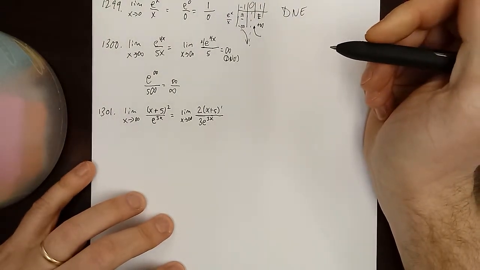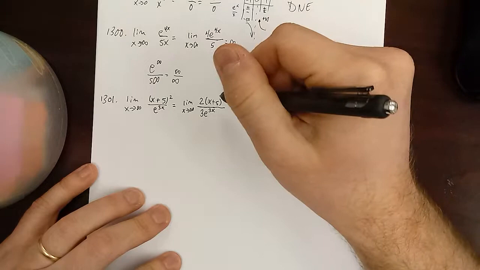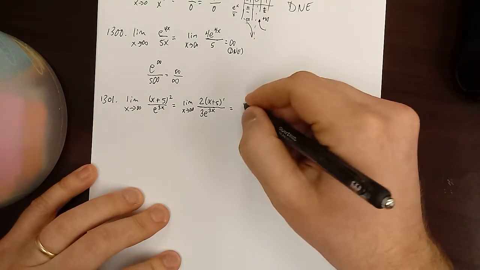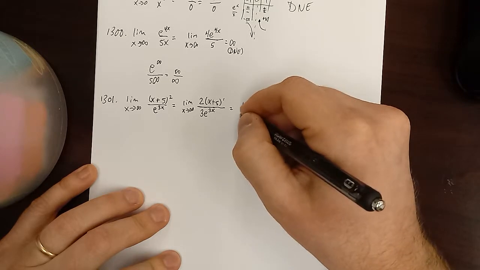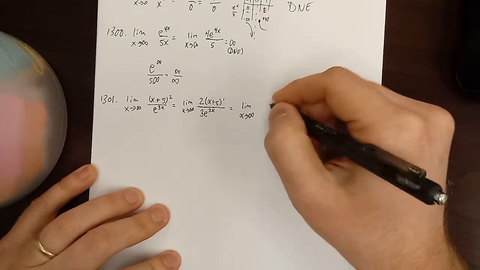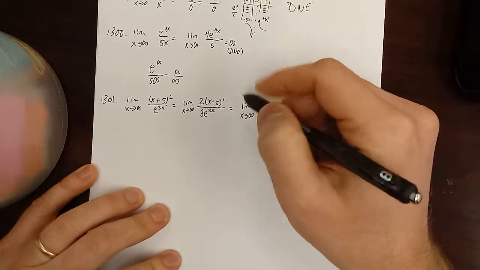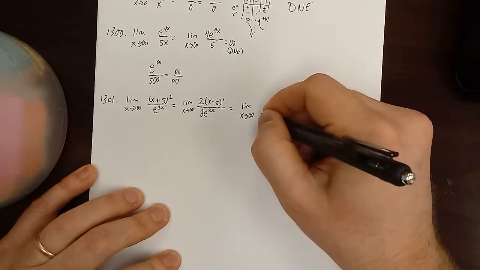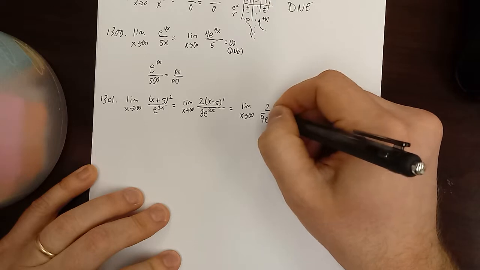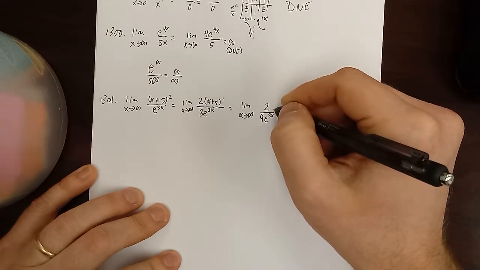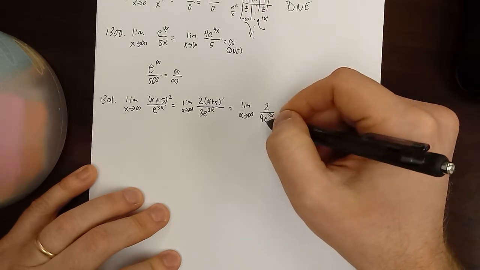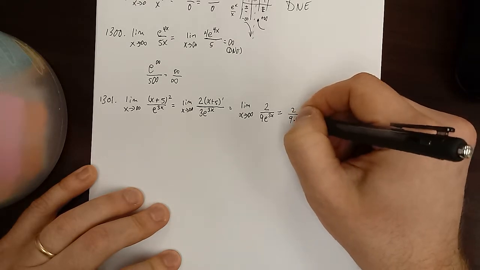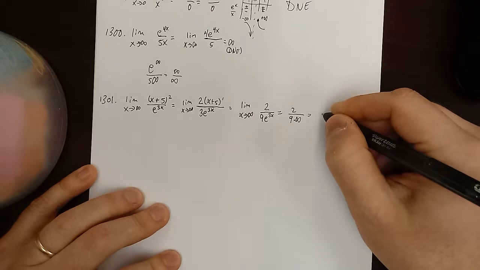And this runs into the first thing that we didn't really talk about in class. This is still infinity over infinity. But there's nothing that says I can't just do L'Hopital's rule again. So now when I take the derivative of the top, I get 2. And then the bottom is going to be 9 e to the 3x. And so now when I plug in infinity, I get 2 over 9 times infinity, which is 0.